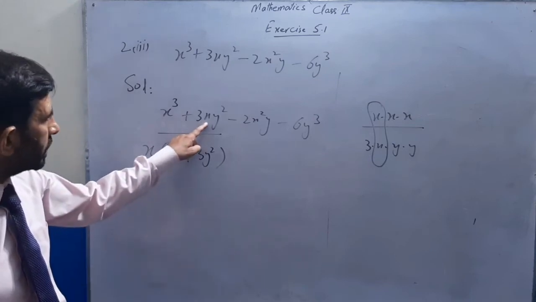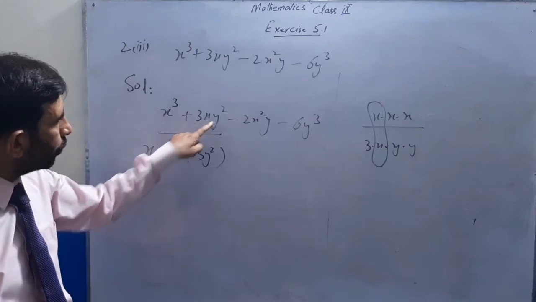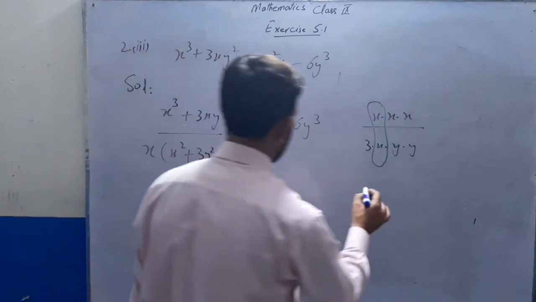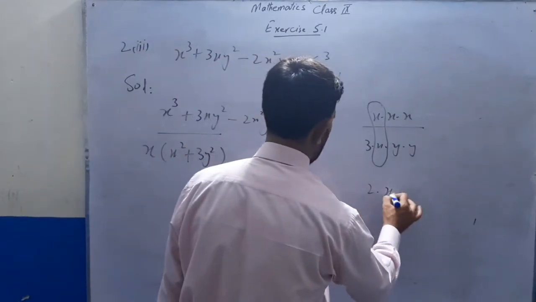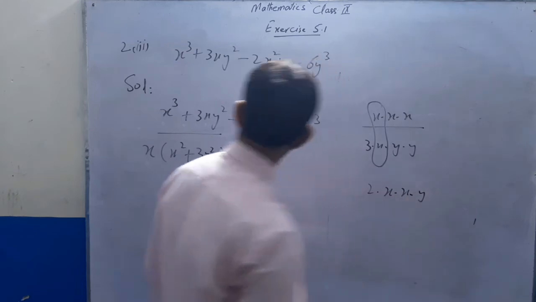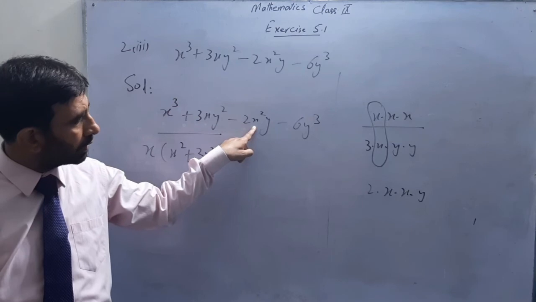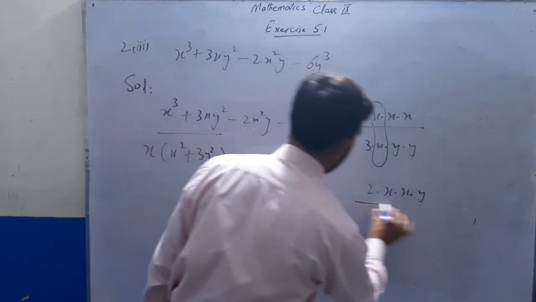Because 1x has been taken as common, 3 is left and y square is left. Now there is a breakdown of 2x square y. Instead of 2x square y, you write 2 dot x dot x dot y. It has been factorized as 2x times x dot y, and then there is a minus sign, so draw a line over here.